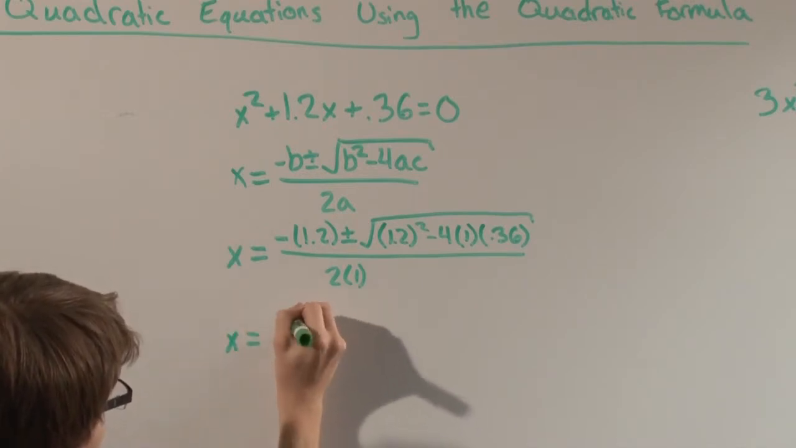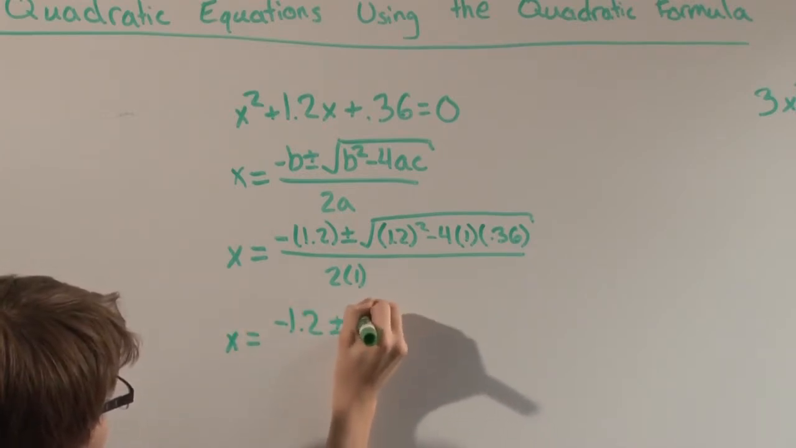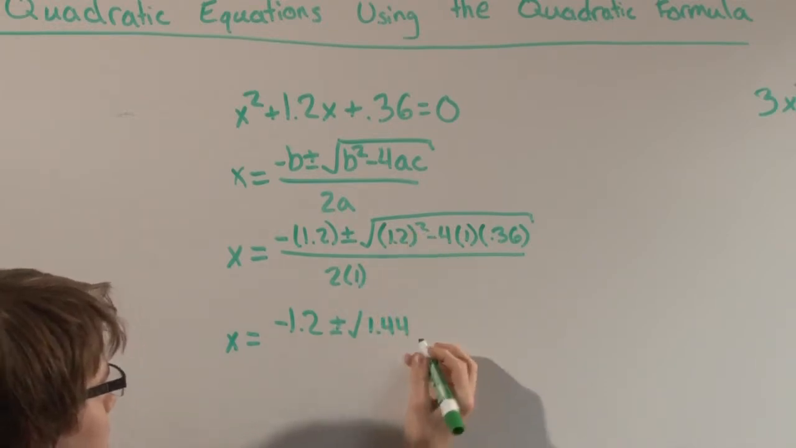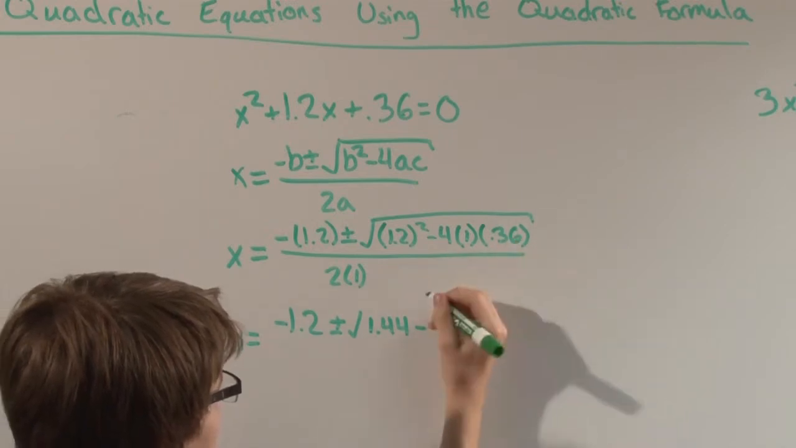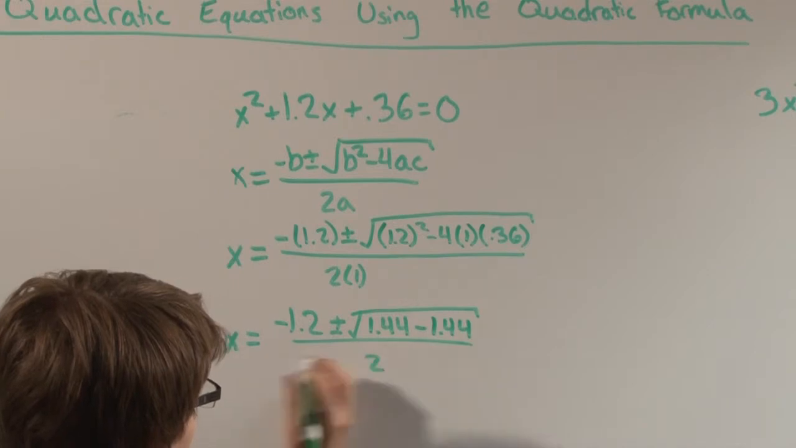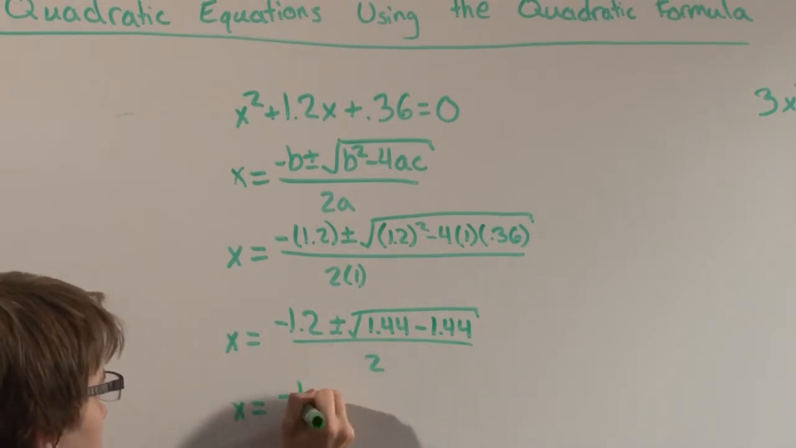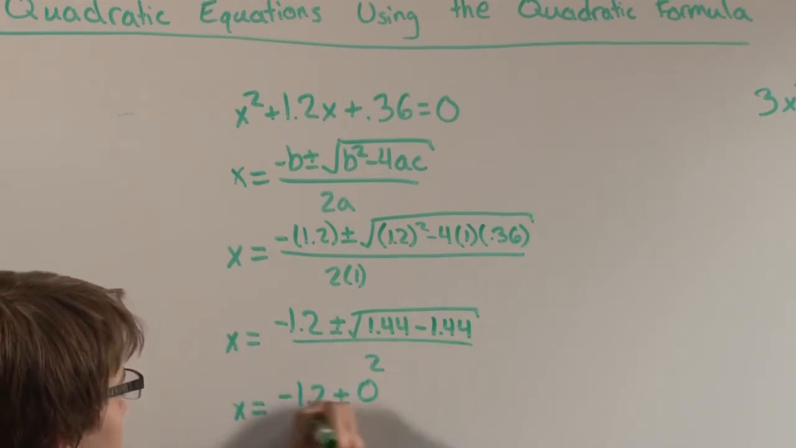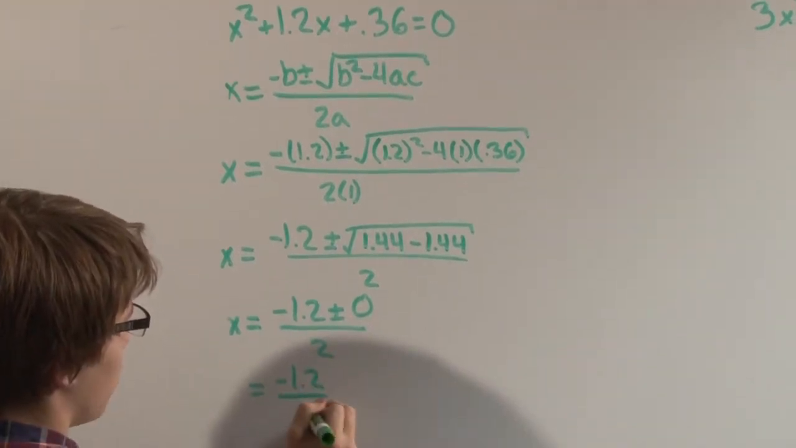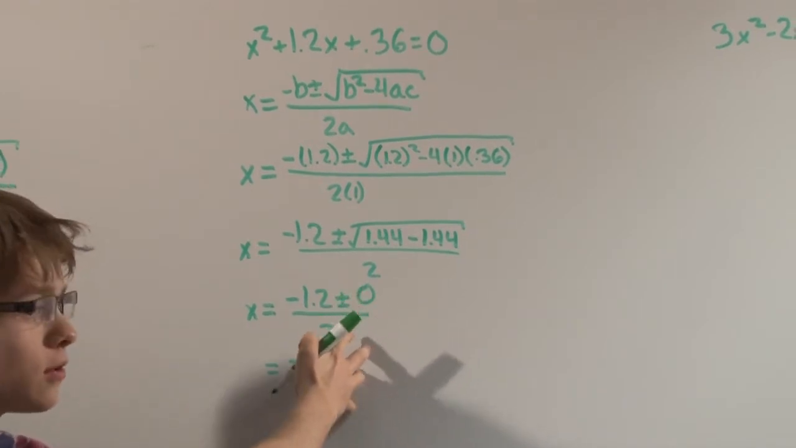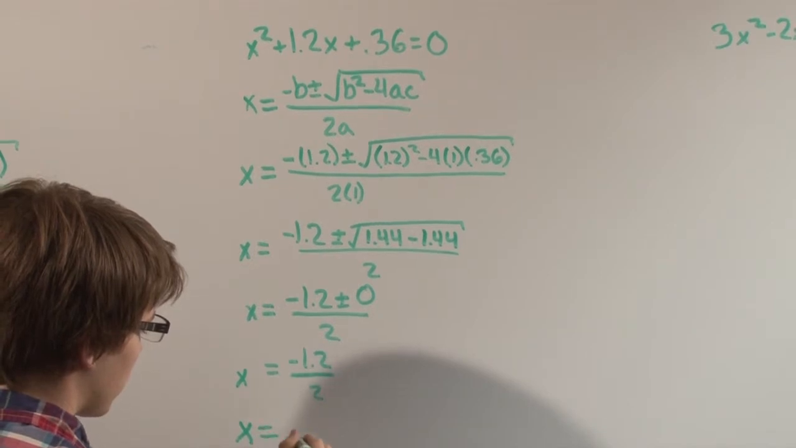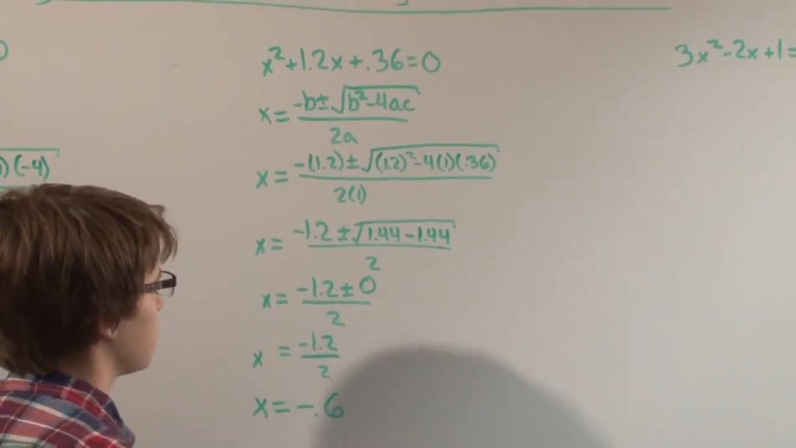So, negative 1.2 plus or minus the square root. 1.2 squared is 1.44. And then 4 times 0.36 is also 1.44, all over 2, which is negative 1.2 plus or minus 0 all over 2, which is the same thing as just negative 1.2 over 2, because when you add and subtract 0, you get the same thing. And so when we divide that, we get x equals negative 0.6.